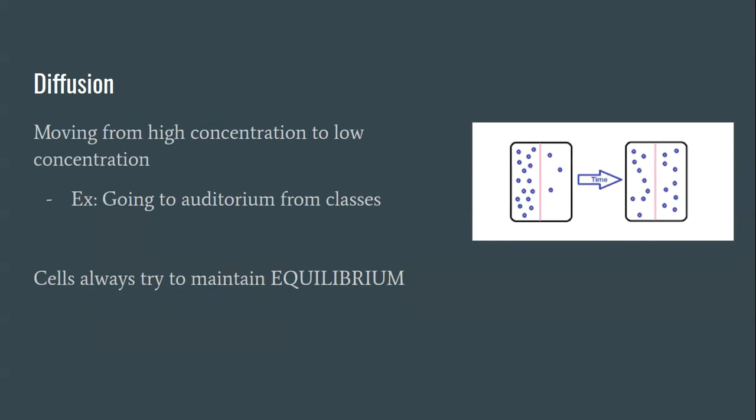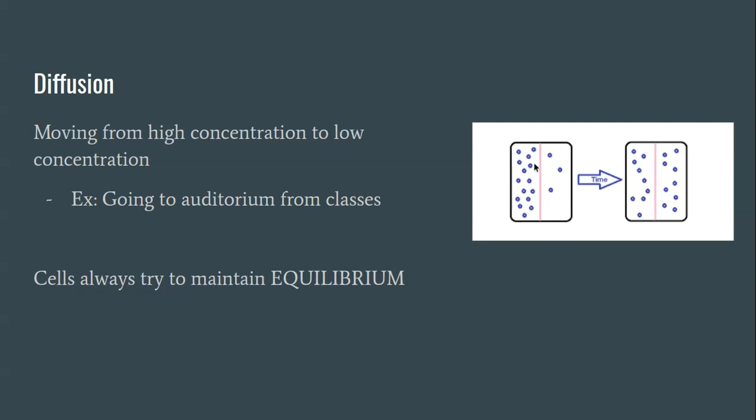So, diffusion is how things get into and out of a cell, and passively it goes from high concentration to low concentration. So, if, for example, you were in a class of 28 students and you all moved into the auditorium, which only had 3 kids in it, it would be going from an area of high concentration to low concentration. Now, with cells, they will always try to maintain an equilibrium or a balance.